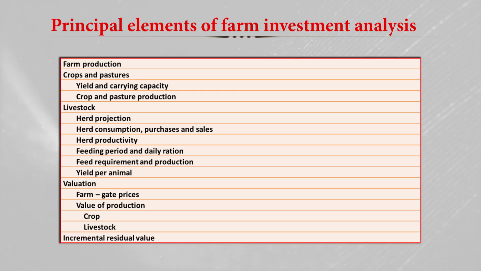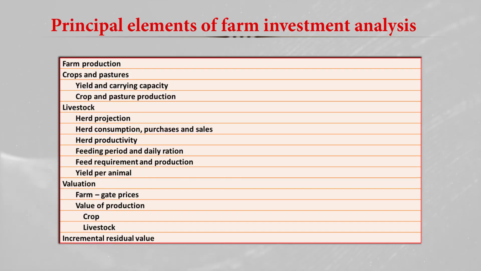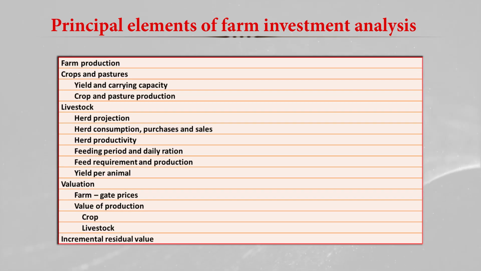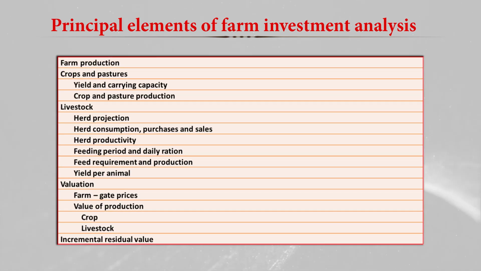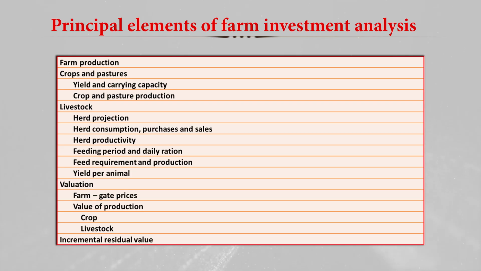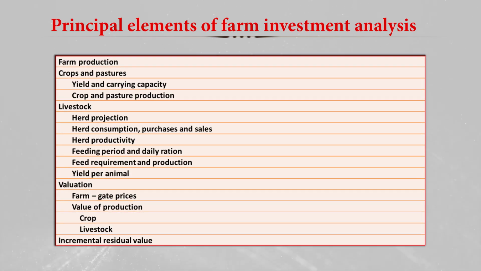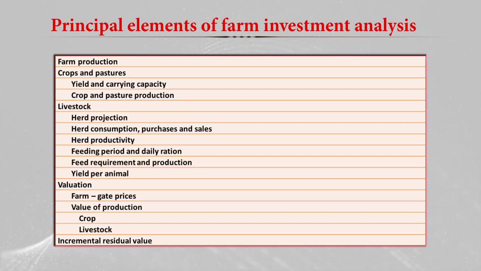After we have the information about crops and livestock, we also have to do the valuation. Valuation we can do at farm gate prices. We have to calculate the value of the production of the crops and livestock. These are the different subcomponents under farm production.